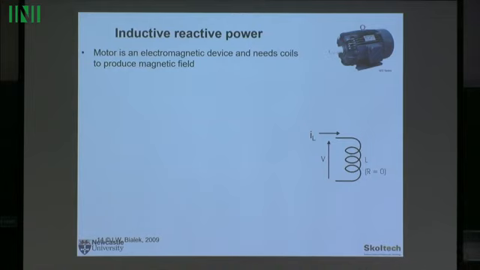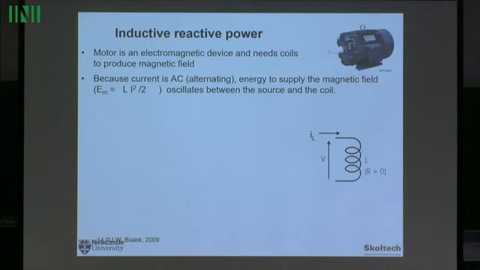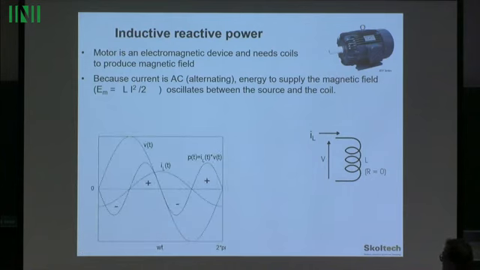So a motor or generator is an electromagnetic device and needs coils to produce a magnetic field. Because current is alternating, AC, the energy to supply this magnetic field is needed. Electric field also means energy, but it's electric energy. When you talk about the magnetic field, the current goes to the field for a quarter of the cycle, and then a quarter of the cycle it goes back, and then it goes in the opposite direction. So current oscillates between the source and that particular motor.